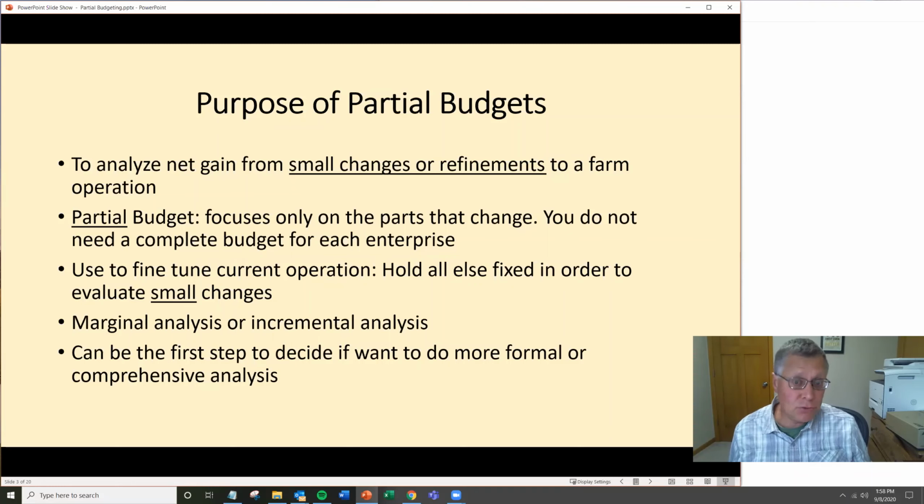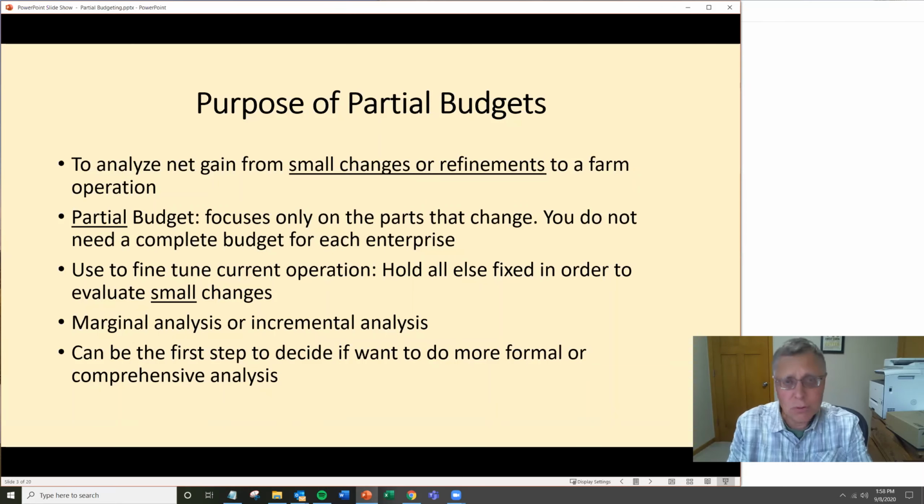What's key about it is you do not need a full, complete enterprise budget for each enterprise you're looking at, which is what makes it useful. But that's also where the term comes from, partial budget. And I think it's the way to think of it. It's for fine-tuning your current operation, and you hold everything else fixed and then just make small incremental changes.